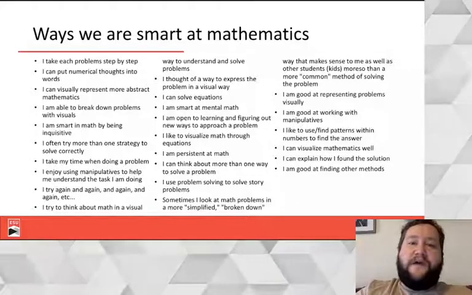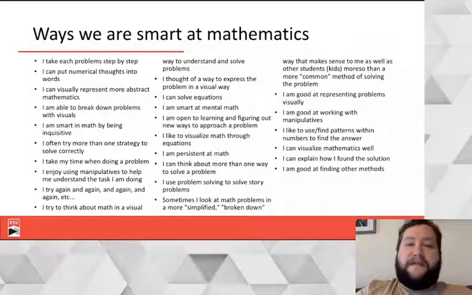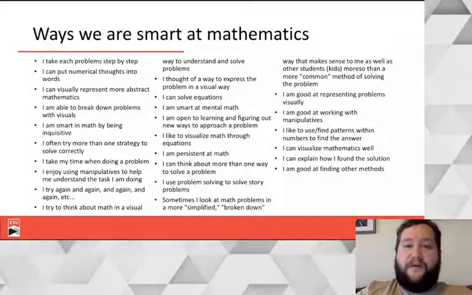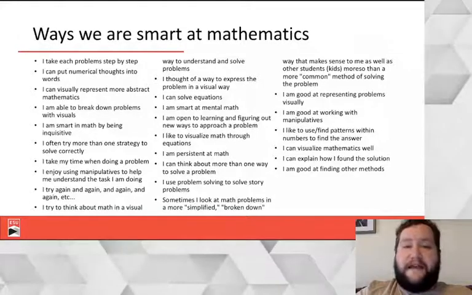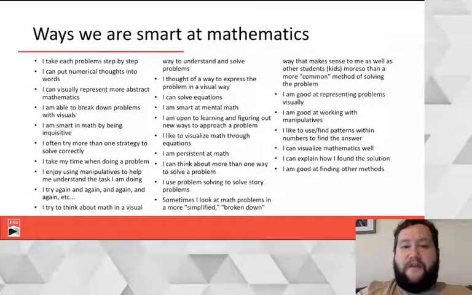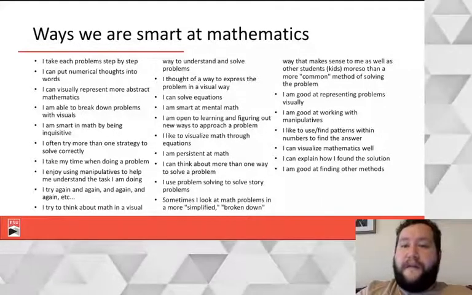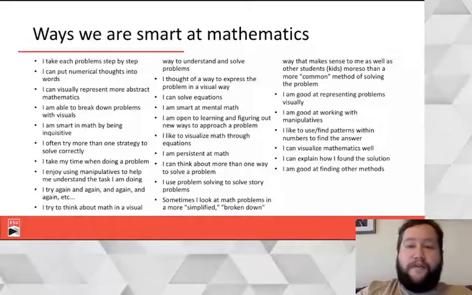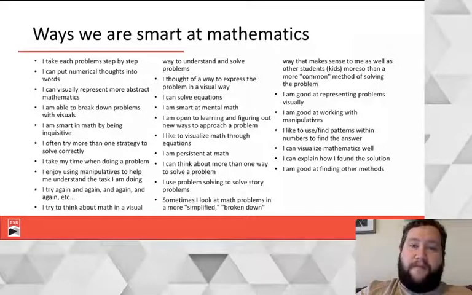What I want us to be thinking about is that we're smart at math when we can put our thoughts into words, when we are persistent and don't give up when we can't figure it out, when we're able to take a complicated problem and break it down, and when we can draw a picture or work with manipulatives to represent the problem.